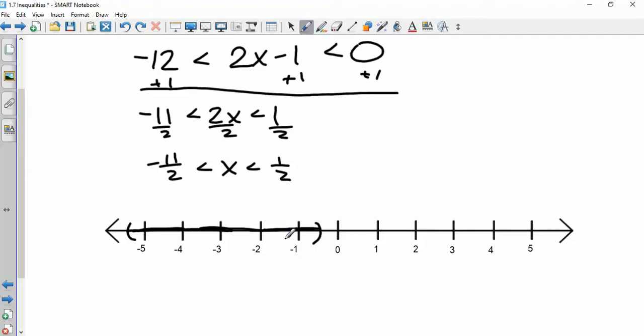Yes? Oh, yeah, I stopped mine at negative 1 half instead of positive 1 half, didn't I? Thank you.